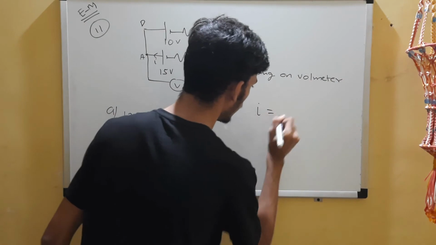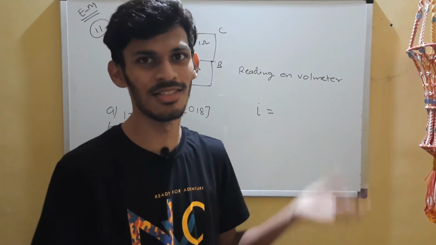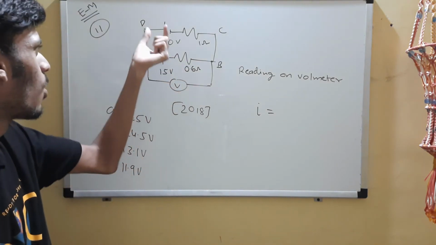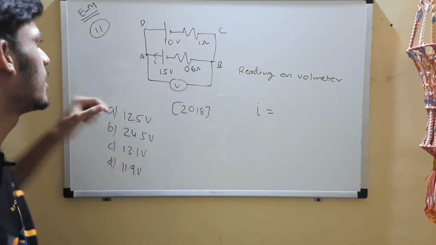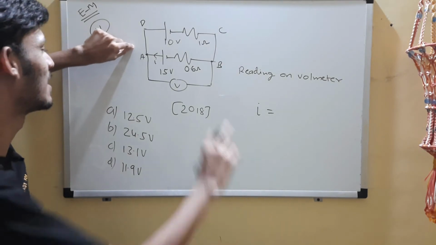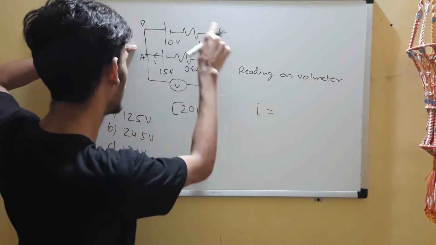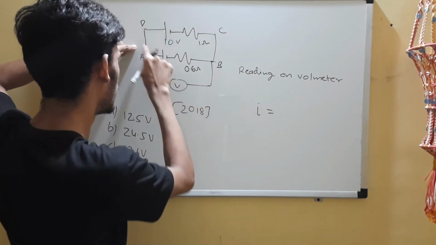So current will be given by, now you can choose this loop and apply Kirchhoff's law, but it is very simple. If you see, it is based on combination of cells, right? Here I can see those two cells are in series or in parallel? Series, see, so the same current is passing through both. The same current is passing through this loop, right?